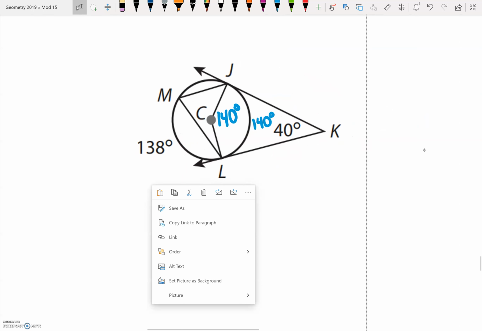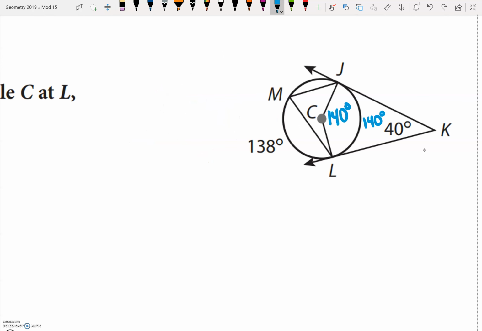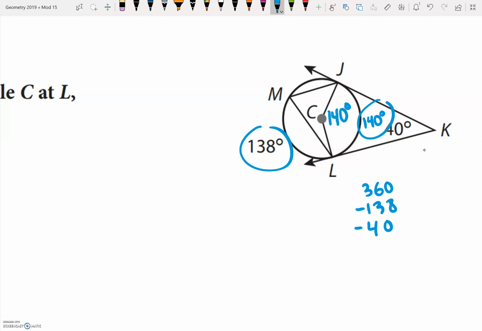Since we know that's 140 degrees, we can also say that JL is going to be 140 degrees. And then we can just figure out the rest of the circle here. We know the circle is 360 degrees. We can get rid of the 138, and we can get rid of the 140, and then we will end up having JM, which I think is one of the things we need to find. I'm just filling out everything on the diagram that I can before we continue on. So let me get 360 minus 138 minus 140. That leaves us with 82. So we could say that this is going to be 82 degrees.